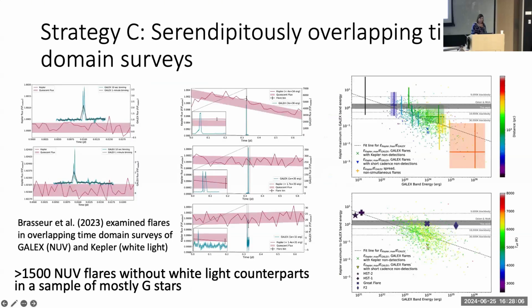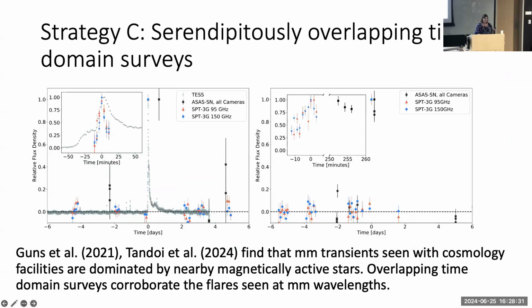All right. Strategy C is to use serendipitously overlapping time domain surveys. So Clara Bressour did this by utilizing the fact that Kepler, during its main mission, also had observations with GALEX. The same field was observed with GALEX. She found over 1,500 NUV flares that did not have any white light counterparts in mostly G stars. And I need to speed up a little bit, but I don't have that many slides left.